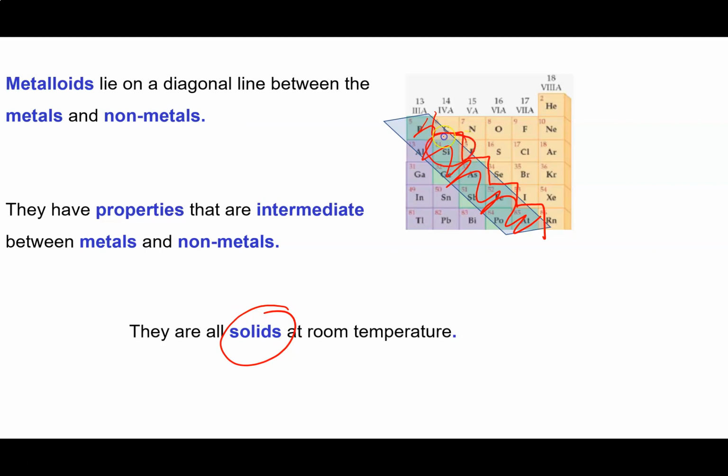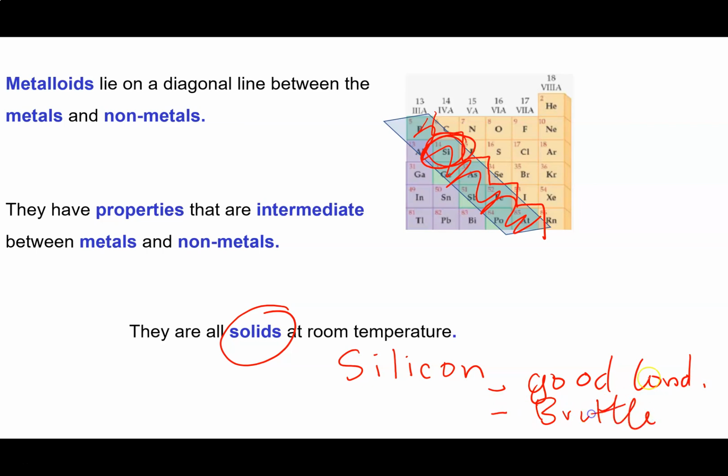So probably the classic semimetal or metalloid is silicon, Si. And it's obviously used in silicon chips in computers, so it's a good conductor. It's a really good conductor, but it's brittle, and it's also dull. It doesn't have that metallic luster at all. So it kind of has a little bit of the characteristics of the metals and a little bit of the characteristics of the nonmetals, and that's typical for these metalloids.